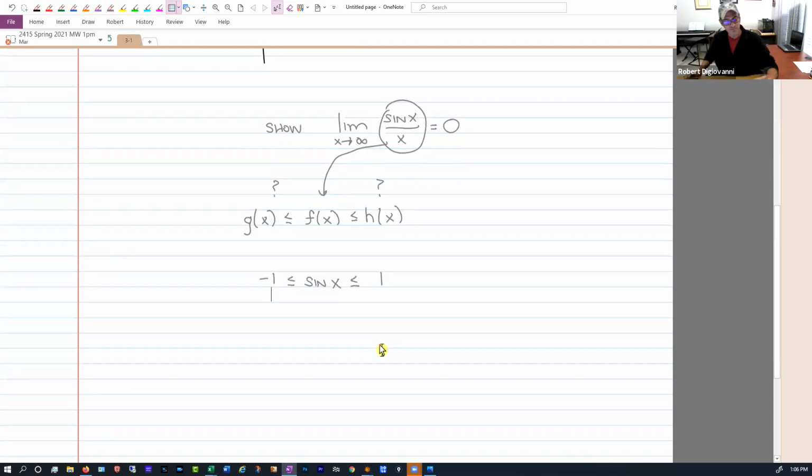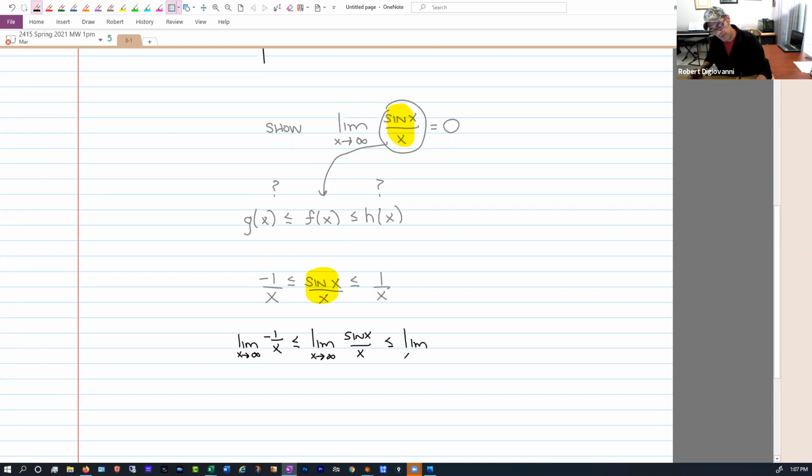And then what we could do is we could divide everything by x. And if we do that, then we have the function we're looking at here, sine of x over x. We have that now squeezed in between two things. And now what we do is we take the limit, and let's approach infinity. Limit as x approaches infinity of -1 over x must be less than or equal to the limit as x approaches infinity of sine x over x. But that must be less than or equal to the limit as x approaches infinity of 1 over x.